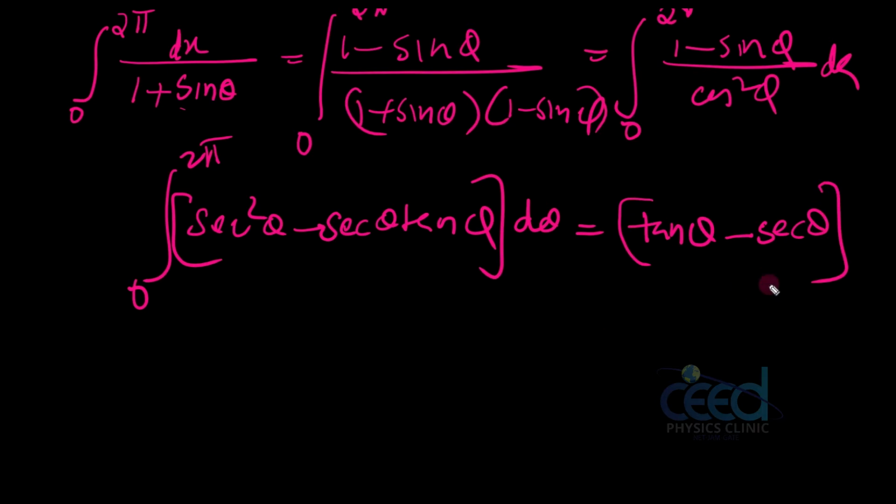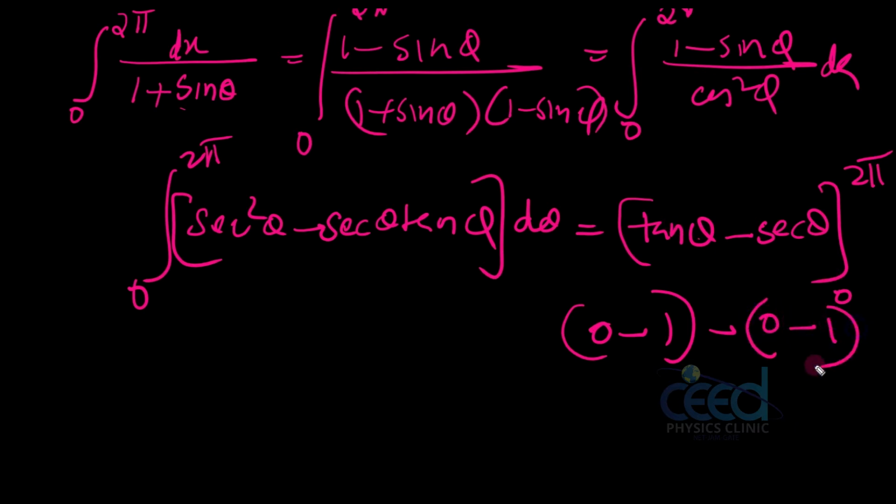So this I can write from 0 to 2 pi. Tan 2 pi is 0. So 0 minus sec 2 pi. Sec 2 pi is minus 1 or 1? It is 1, right? I'm sorry, it is 1. Then when I substitute 0 here, tan 0 is 0, minus sec 0 is again 1. So this is minus 1 minus minus 1, that is plus 1.